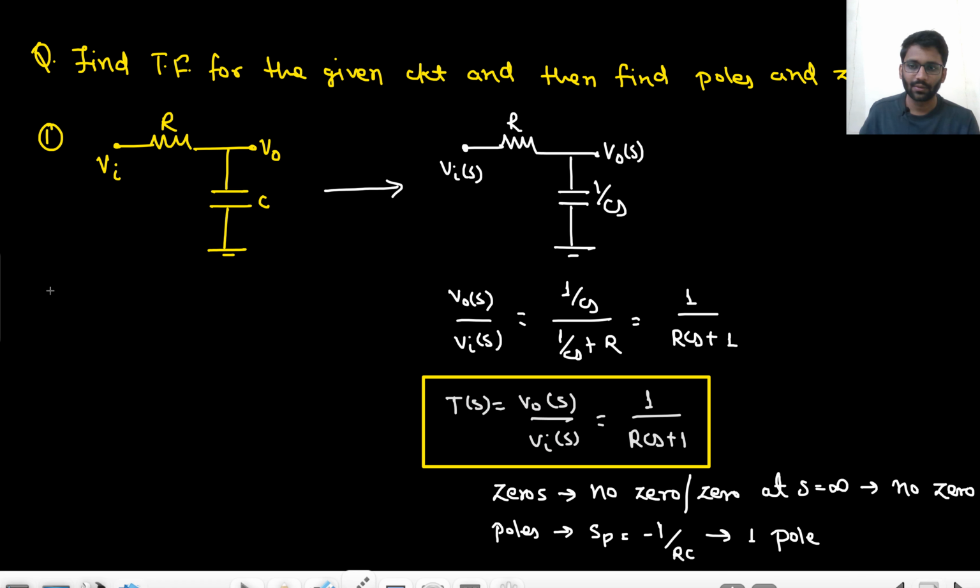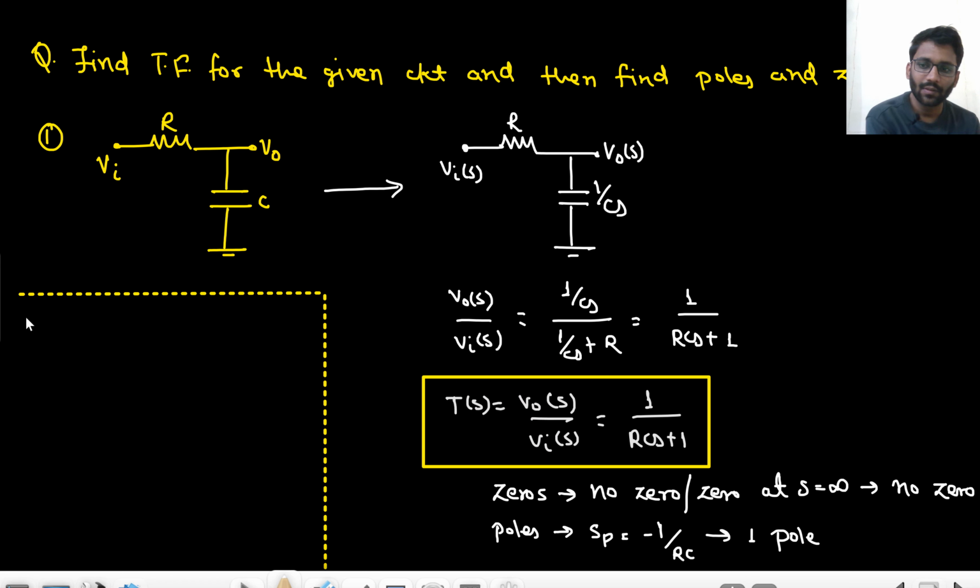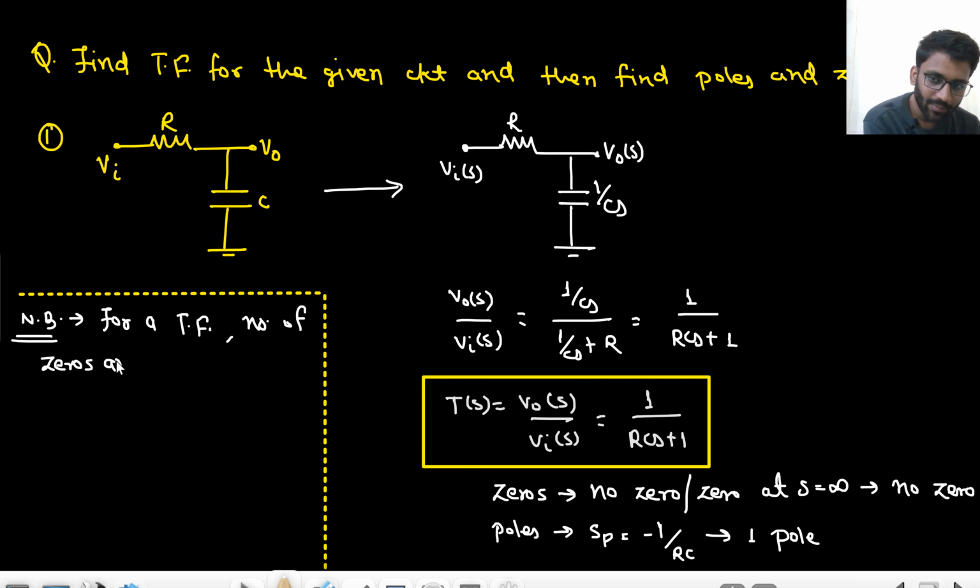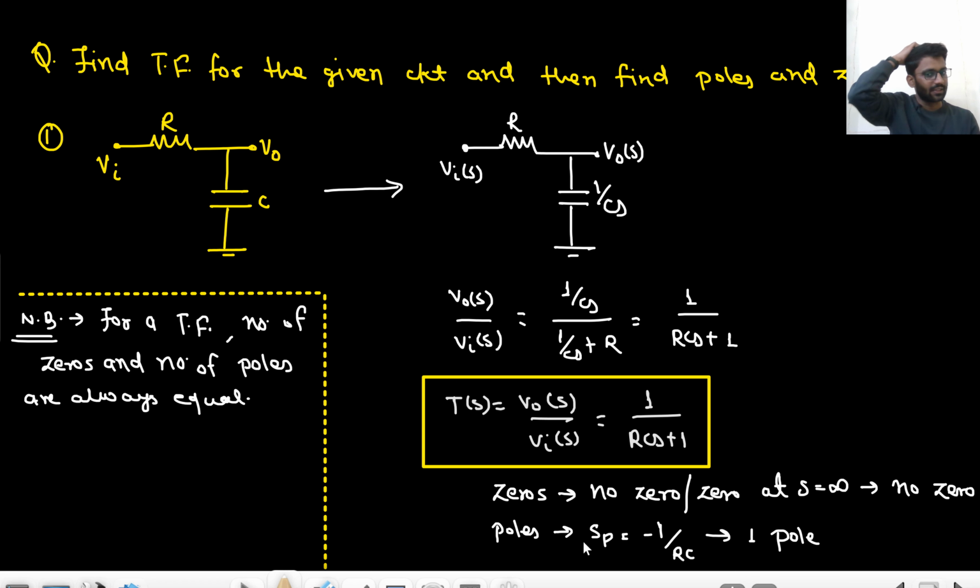I will write down a note here. For a transfer function, number of zeros and number of poles are always equal. But in this example, what I am saying, there is a pole at minus 1 by RC and there is no zero. Look, there is a pole at minus 1 by RC. There is a zero as well, but the zero is at infinity.